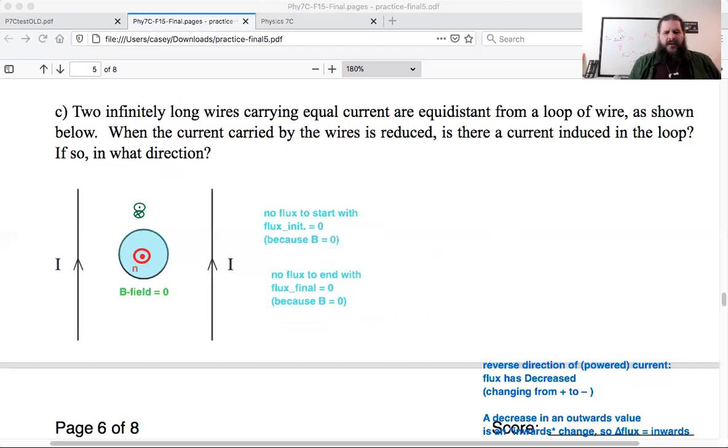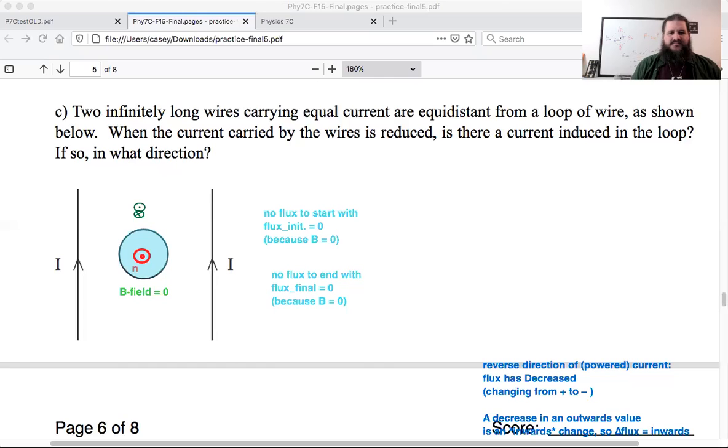So we start with no flux because the magnetic fields cancel out. We change the currents, the magnetic fields continue to cancel out. So how much is the flux changing? It's not changing, so there's no induced current. Exactly. No induced current, no induced voltage because there's no change in the flux. Any other questions on that one?